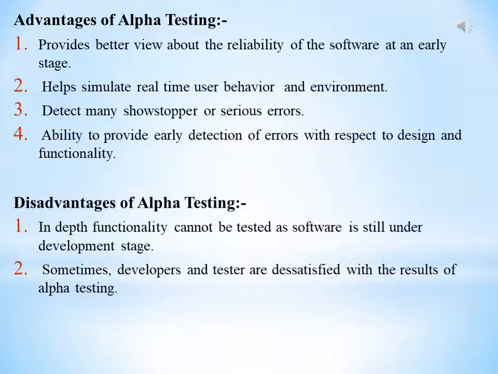Now next thing, the advantages of the alpha testing. First, provides better view about the reliability of the software at an early stage. Number second advantages: help simulate real-time user behavior and environment. Number third, detect many showstopper or serious errors. And number fourth is ability to provide early detections of errors with respect to design and functionality.